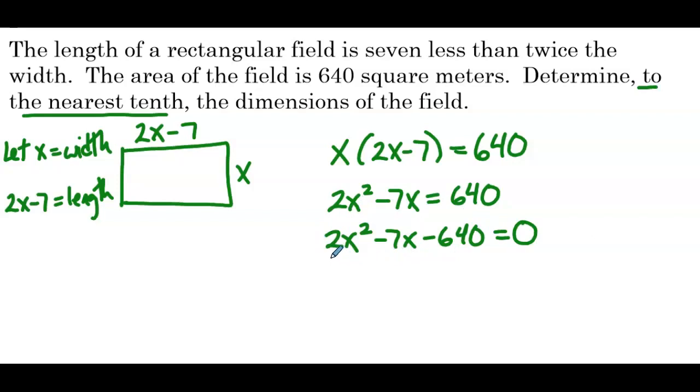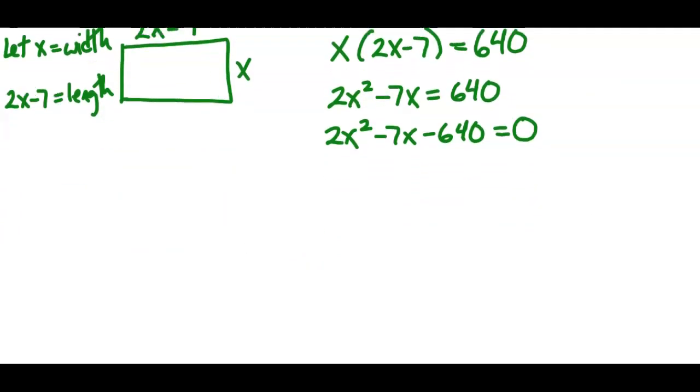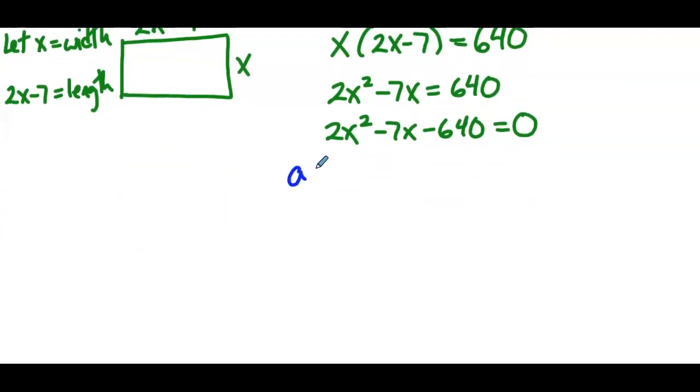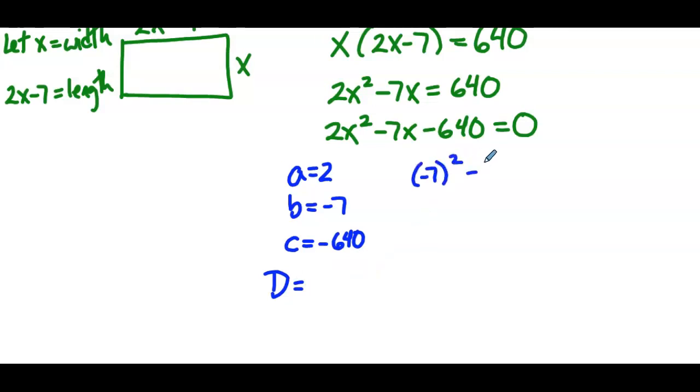Well, if that's the case, we might as well check the discriminant anyway to confirm that, and then we can proceed with the quadratic formula if we can't factor. So here we'd have a equals 2, b equals negative 7, c equals negative 640. So our discriminant then is going to be negative 7 squared minus 4 times 2 times negative 640.